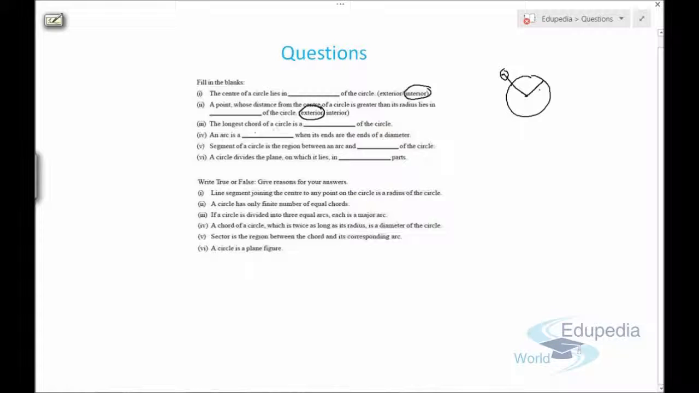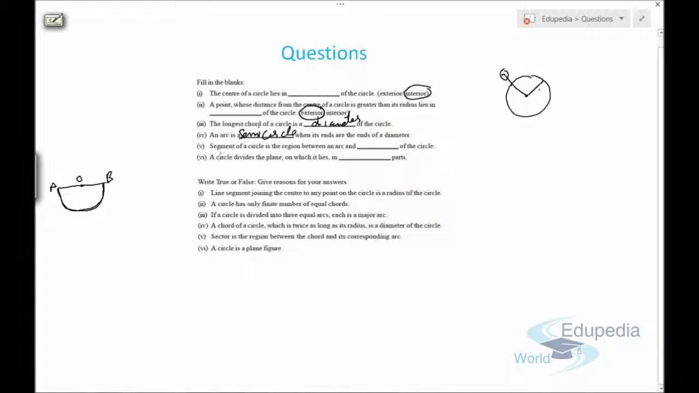Now the longest chord of a circle is what we have done. It is a diameter, we can say, right? An arc is dash when its ends are the ends of a diameter. Now let's say this is an arc. Which arc is this, when its ends are the ends of a diameter? Now if this is a diameter, let's say AB, this should pass through the center of a circle. Diameter always passes through the center of a circle. So this arc will become what? It will become a semicircle. So you have to use the concept very smartly, how to use them.